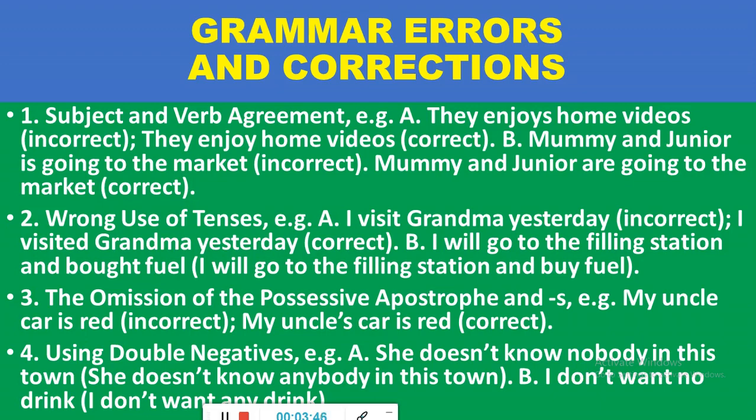Then the second example, "Mommy and Junior is going to the market." Now a similar thing applies here. "Mommy and Junior" constitute a plural subject, and "is" is a singular verb. So we have to pluralize the verb to make it agree with the plural subject. And what we have is "Mommy and Junior are going to the market." Mommy and Junior, plural subject; are, plural verb.